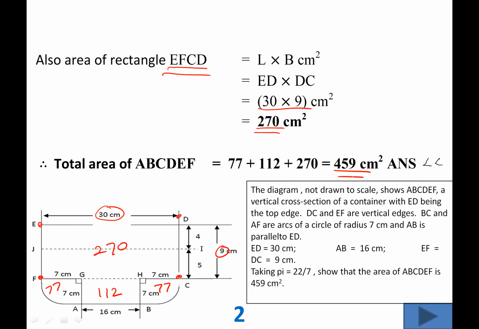So we were actually able to prove this part here. Taking pi to be 22/7, show that the area of ABCDF is 459 cm squared. So we were able to do that. And once you prove it like that, they usually put in these two marks, which means we have proven something that they asked us in particular.